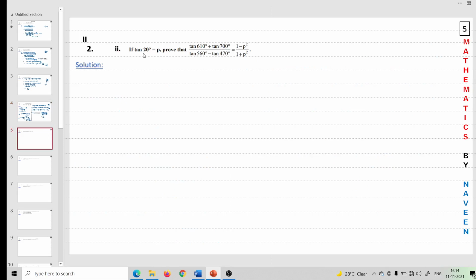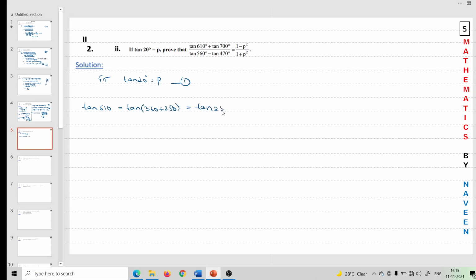Next problem. If tan 20 degrees is equals to p, then prove that this one is equals to 1 minus p square by 1 plus p square. Solution. Given that tan 20 degrees is equals to p. So first I am writing tan 610 as tan of 360 plus 250, right? That is equals to tan 360 plus theta. First quadrant all are positive and there is no change in trigonometric ratio.